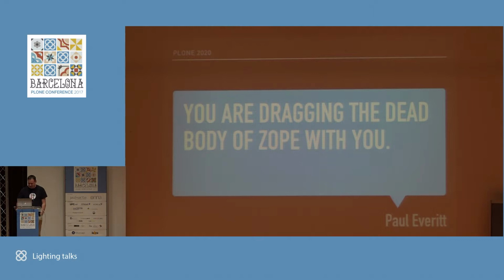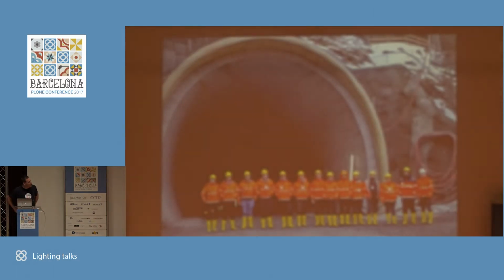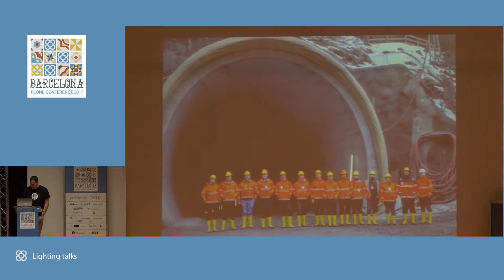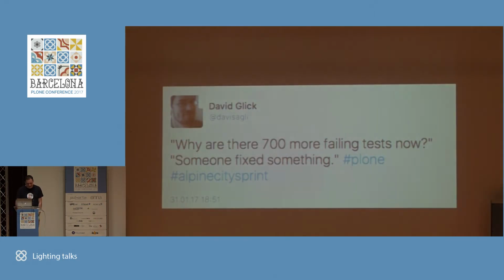He wasn't talking about me, obviously. And everyone said, oh, by the way, 2020, Python 2.7 will die, and so will we. We thought, yeah, okay, let's check if the body of Zope is actually dead, and we put on our gear and went down the rabbit hole, and we found that it's actually not that dead, as you may have heard from Hanno's excellent talk today. So we started working on that.